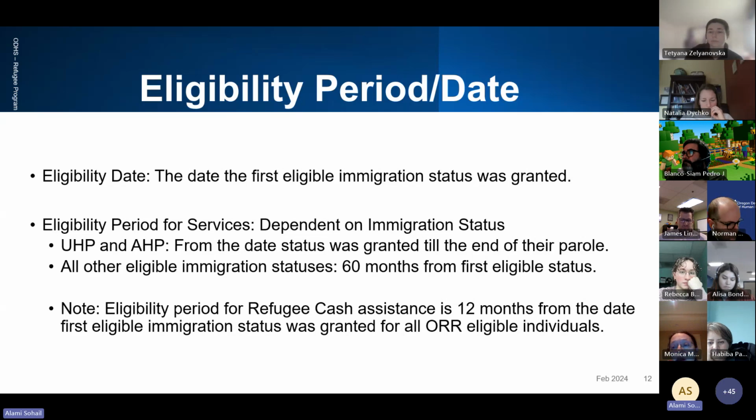As long as they're within 60 months. Again, the eligibility period you have to keep an eye on as well. Right. Okay. Thank you.